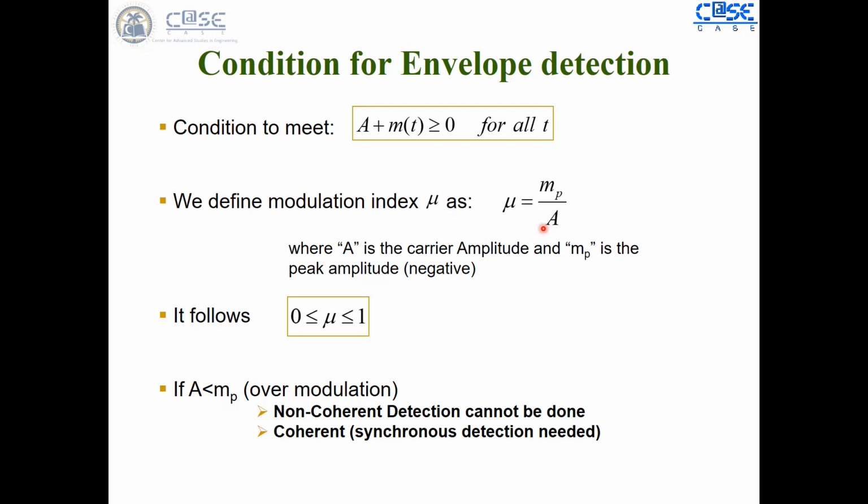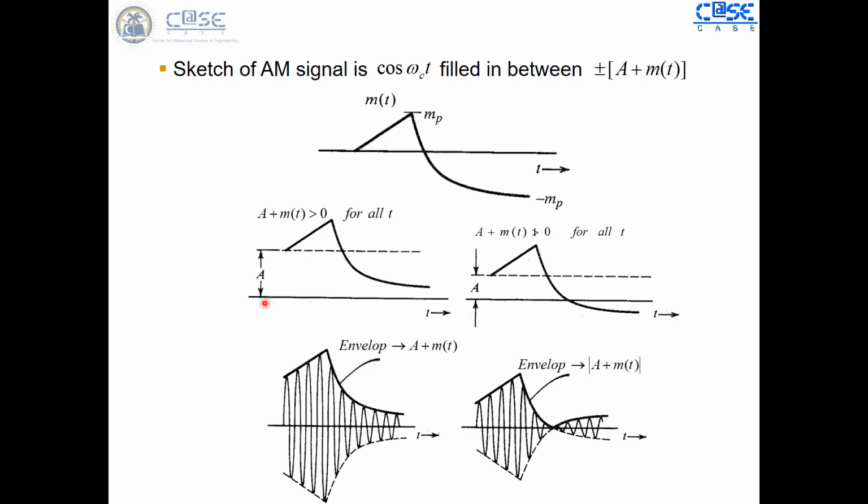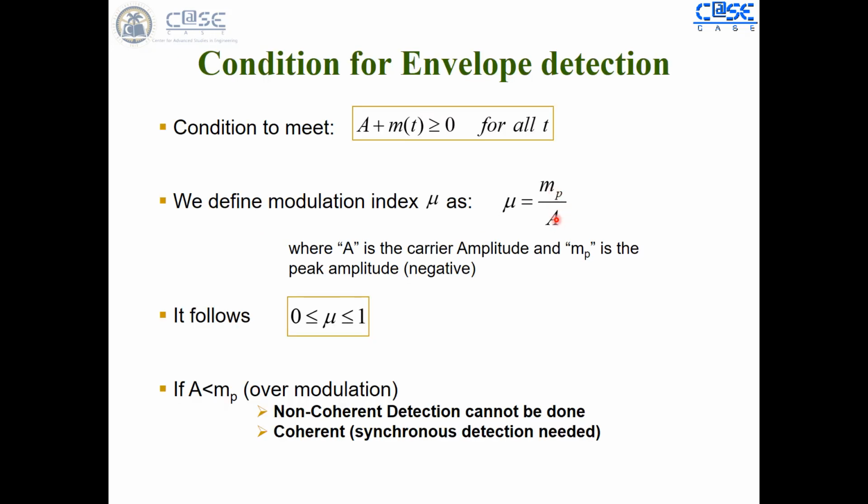If you select A equivalent to the maximum negative peak value, that is MP, then mu will become equivalent to 1. And if A is larger than the maximum required, then you will see mu will be smaller than 1. And how large can A be? I've told you it can be indefinitely large. For example, A can be infinity. So MP over infinity will be 0. So the range of mu starts from 0 till 1.